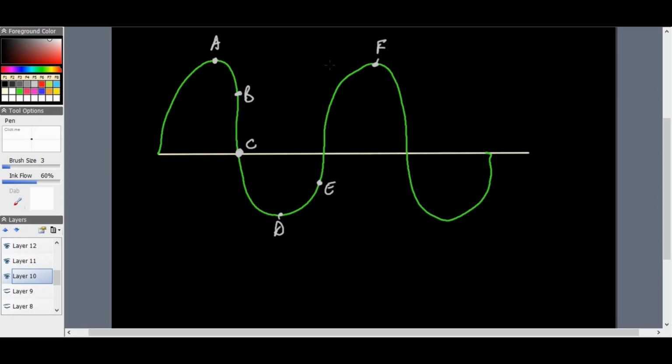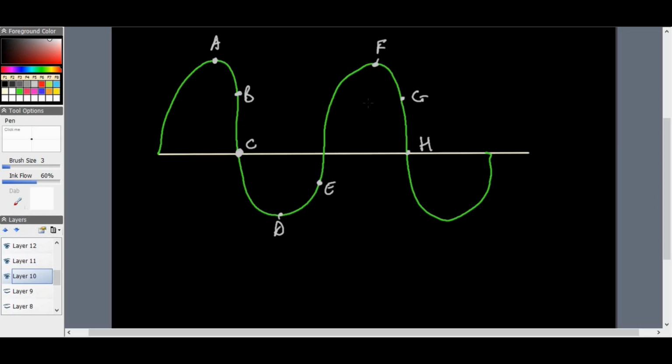So A and F would definitely look like they are in phase. But A and D are out of phase. They are definitely out of phase. They're not in the same phase. If we carried on here, we've got F there, then G, and H.